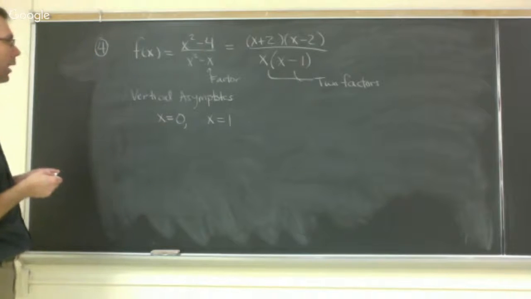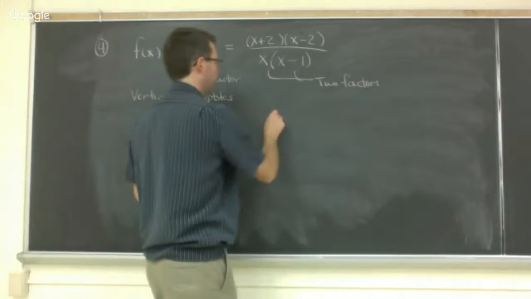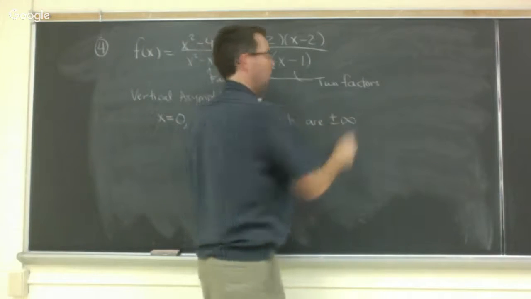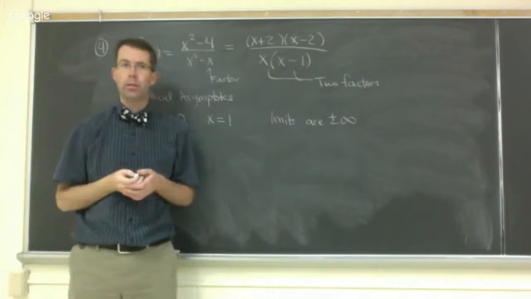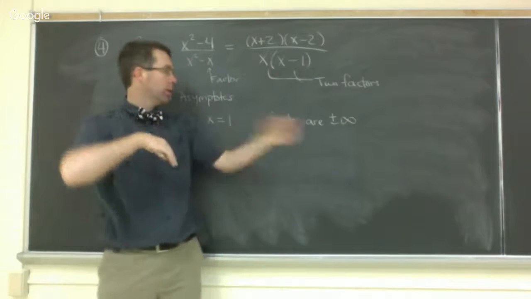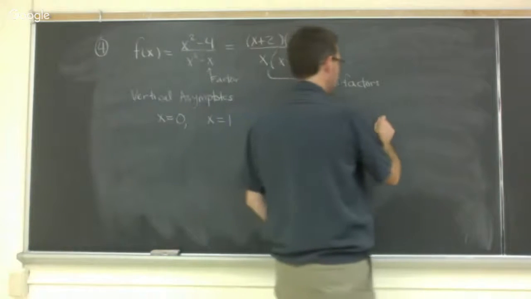Okay, so let's see, how would we do the limits? Well, we know that the limits are either plus infinity or minus infinity, because that's what a vertical asymptote is. Either it goes up or it goes down, and so knowing that it has a plus or minus infinity, all I have to do is decide the signs.